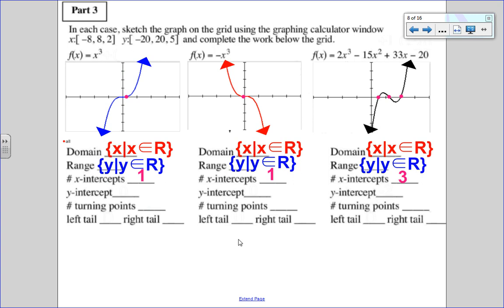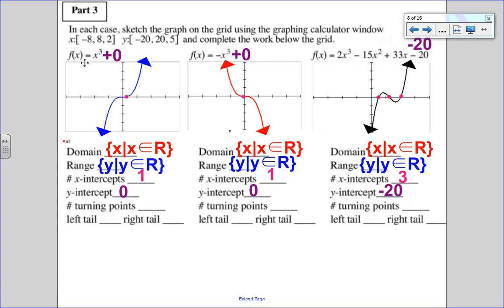Okay, let's focus on the number of y-intercepts. So they all have one y-intercept. The y-intercept, for all of these, is at the constant value. So this one has a y-intercept at 0 because there's no constant value. This one has a y-intercept at 0 because the constant value is +0. This one is at -20 because it's doing -20. Okay? So if we look at a bunch of these, we're trying to see if we can find something that all cubic functions have in common.